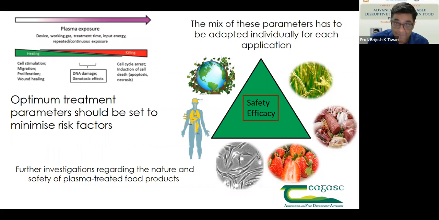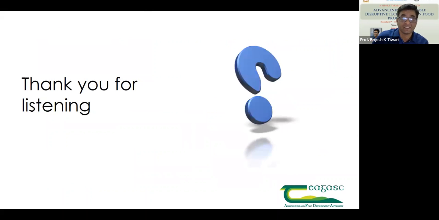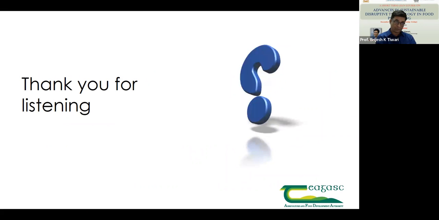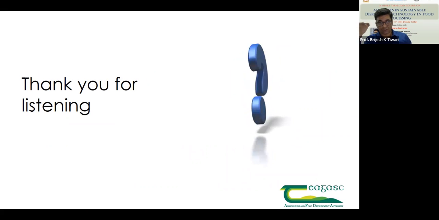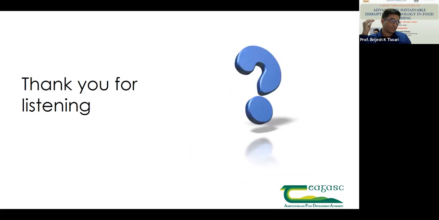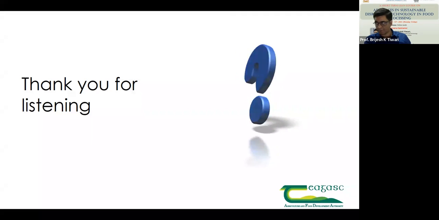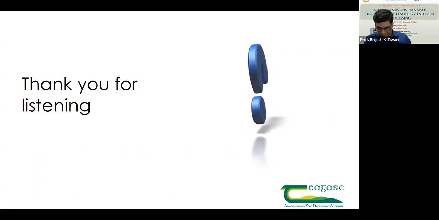So risk assessment is done for the equipment for use in a lab, for use in industrial settings, and it has to be carried out for each and every process that we try to employ. Further investigations regarding the nature and safety of plasma-treated products are required. Now, as I just showed you some examples related to plasma and how it can be used, risk assessment is required. And similarly, a lot of risk assessment has been carried out for the use of high pressure and pulsed electric field, but for different applications.